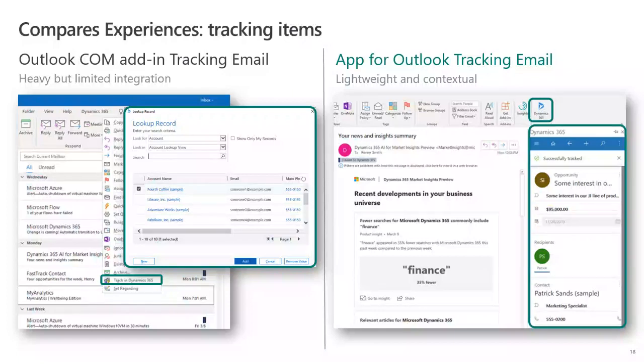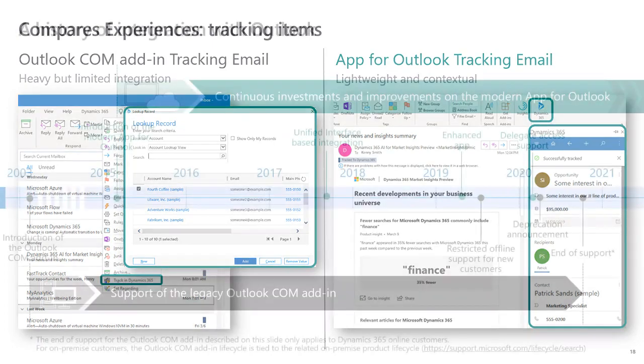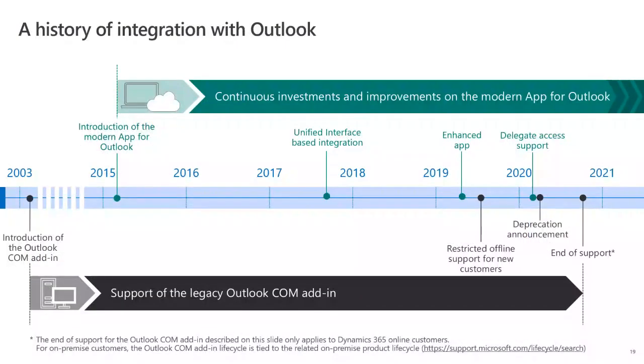In terms of user experience, first, you'll already have a big gap, because the Outlook COM add-in was built on really legacy technologies that were available in the early year 2003 when it was introduced, whereas the app for Outlook is web-based, lightweight, contextual, and displays using the unified interface.